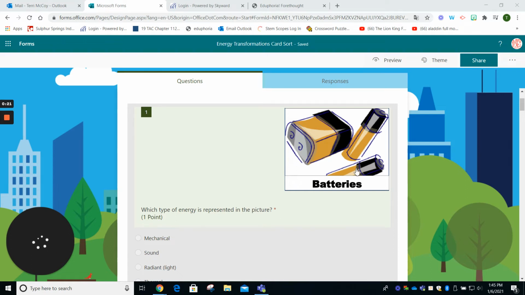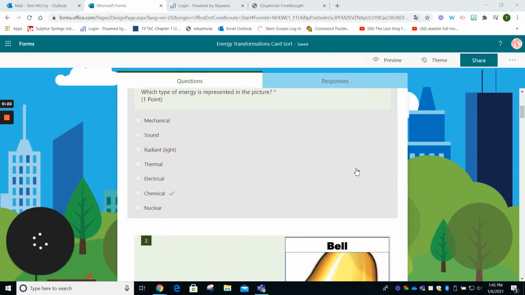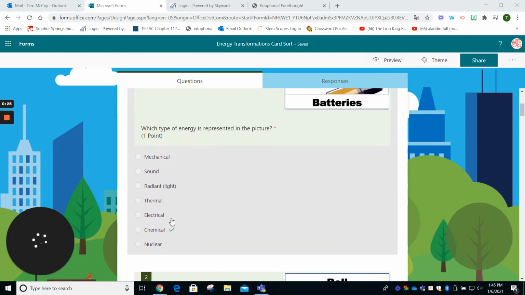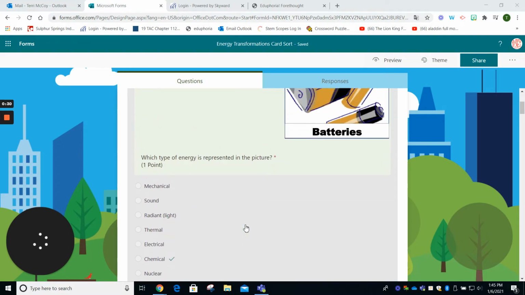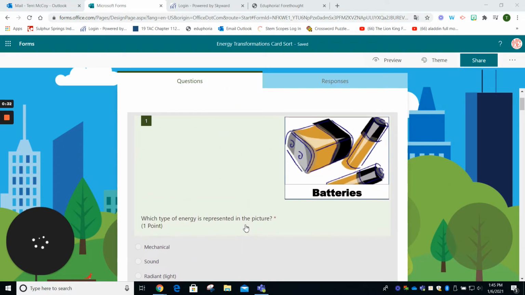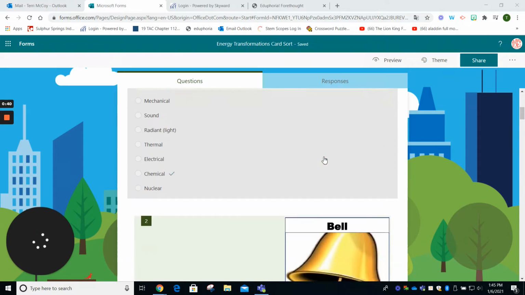And the picture we have here is a battery. And if you remember, batteries have chemical energy in them. So hopefully you said chemical energy right there. Now that chemical energy turns into electrical energy, but it doesn't have the battery in anything. So the type of energy we see right there is just chemical energy.